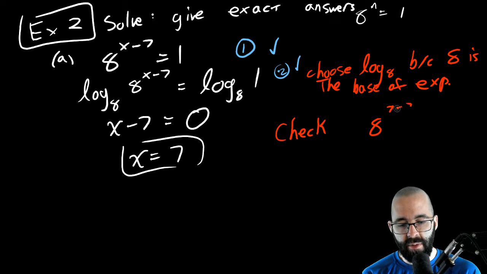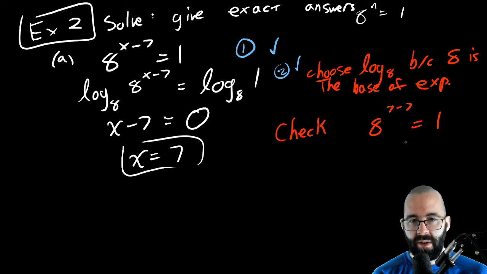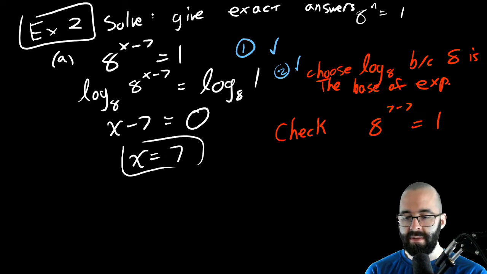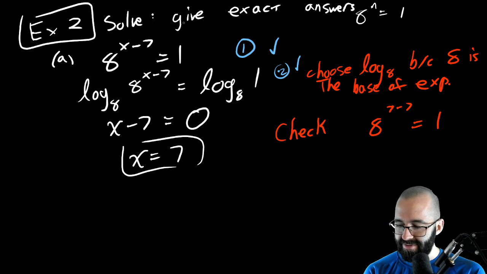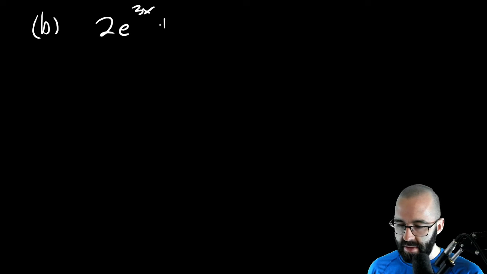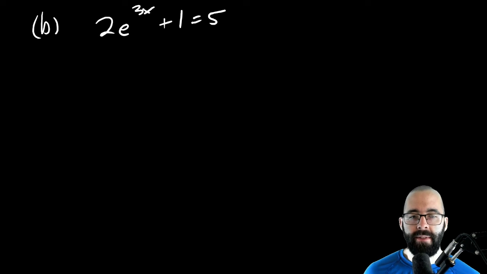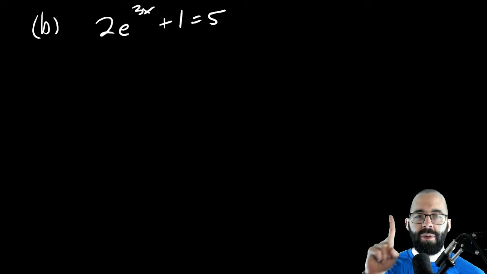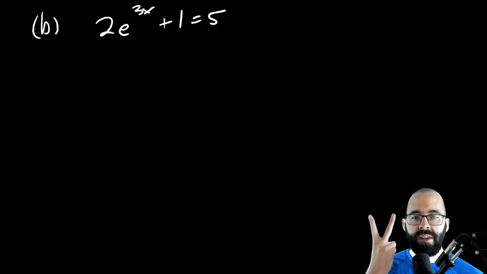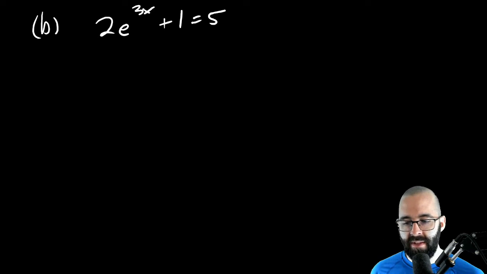Yes, 8 to the 7 minus 7th power is equal to 8 to the 0th, which is 1. Some of these can be a little bit messier, though, so let's get into the messy stuff. Not too messy yet, just a little bit messier. 2e to the 3x plus 1 equals 5. We had 2 of the main steps: get the exponential function by itself, undo the exponential with a logarithm.